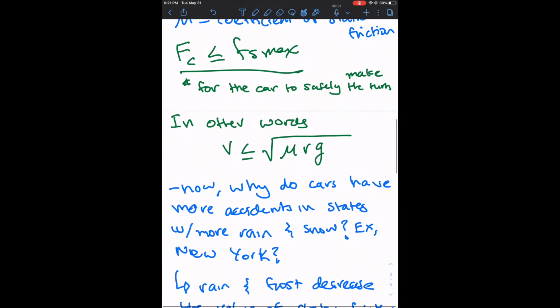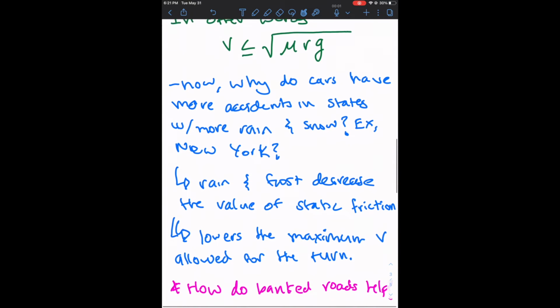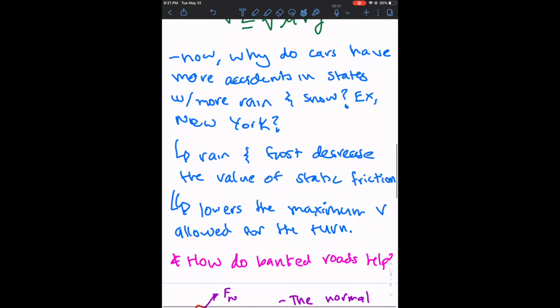Now, why do cars have more accidents in states with more rain and snow, such as New York? So, cars skid and tend to lose control more in these areas because rain and snow produce water and frost, which reduce the static friction present. As a result, the maximum velocity for the turn is also decreased. Cars speed up in these areas and they end up losing control.